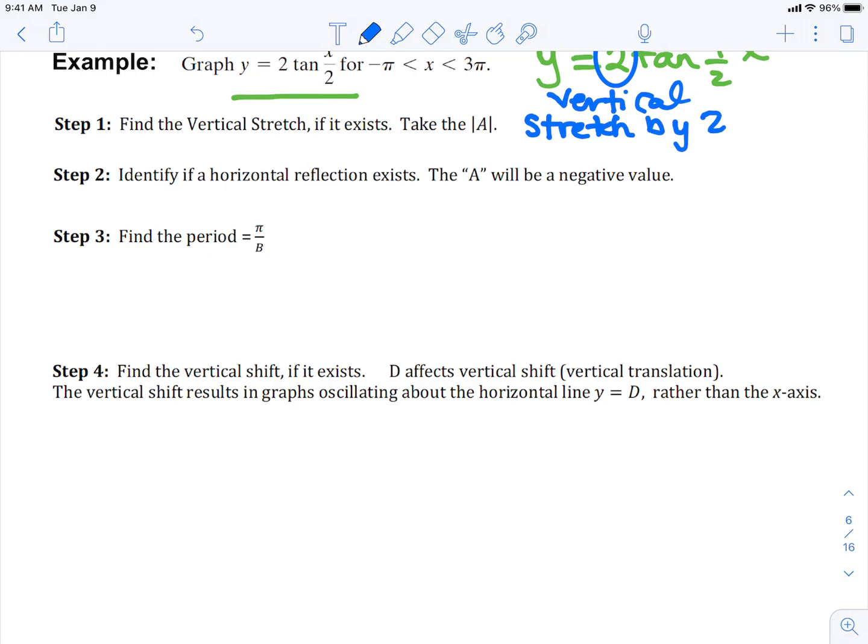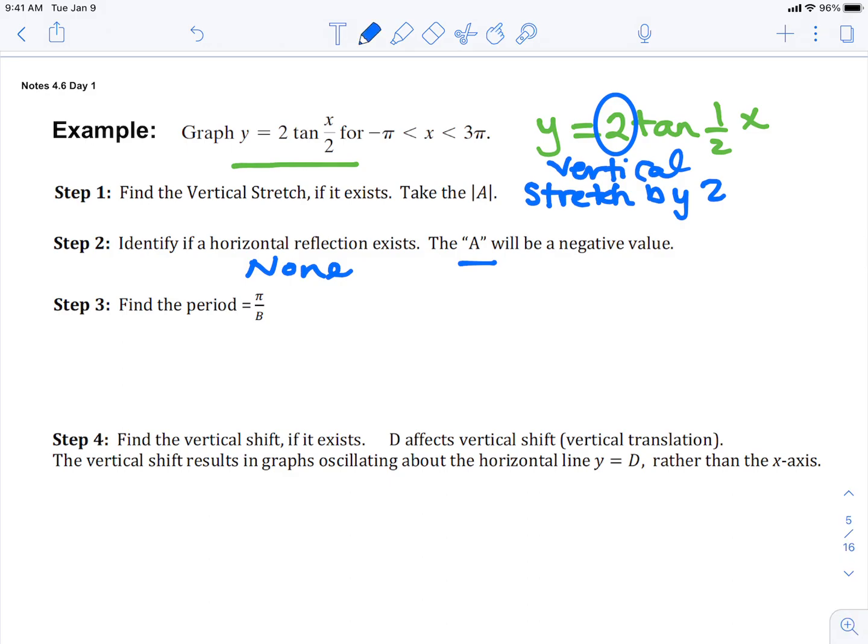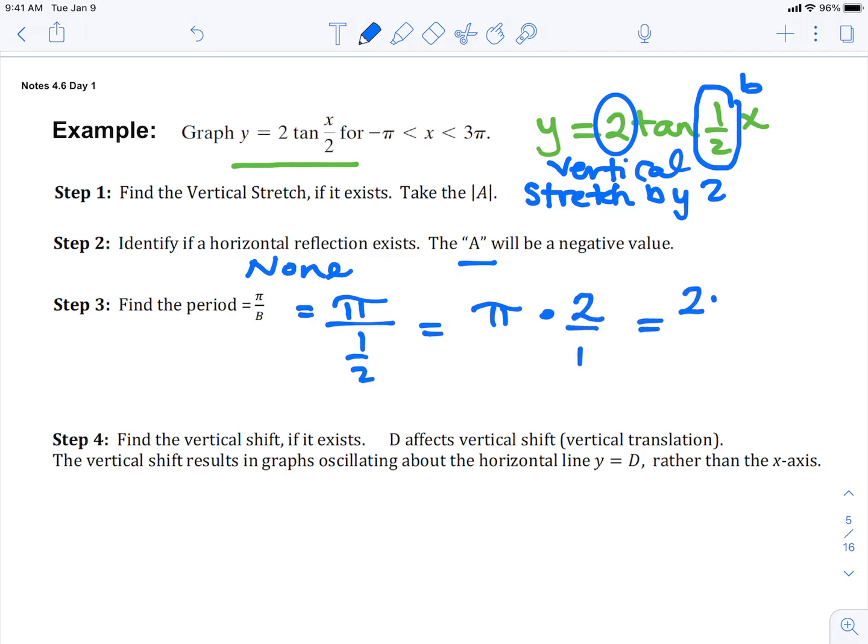All right, identify if a horizontal reflection exists. The a value is positive, so you don't have one. Then we want to find the length of the revolution. So it's going to be pi over b. So that's why I changed that to 1/2, so you can find your b a little easier. So you're going to take pi over 1/2, and I'm going to keep that pi, and I'm going to change that division symbol to multiplication, and then I'm going to flip that 1/2 to 2/1, and now multiply it across. So the length of one revolution, one snake, has a distance of 2 pi.